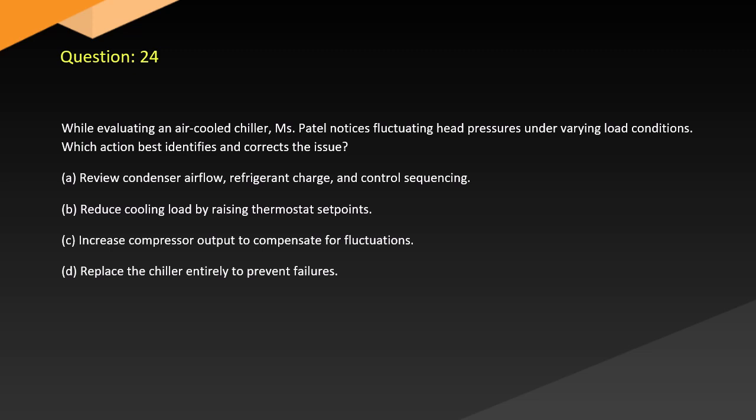Question 24. While evaluating an air-cooled chiller, Patel notices fluctuating head pressures under varying load conditions. Which action best identifies and corrects the issue? A. Review condenser airflow, refrigerant charge, and control sequencing. B. Reduce cooling load by raising thermostat set points. C. Increase compressor output to compensate for fluctuations. D. Replace the chiller entirely to prevent failures.